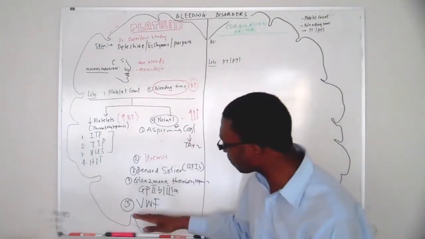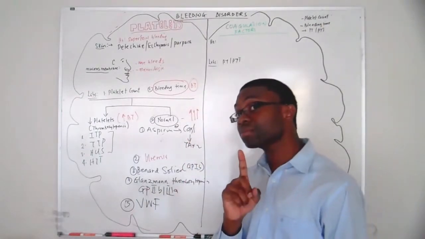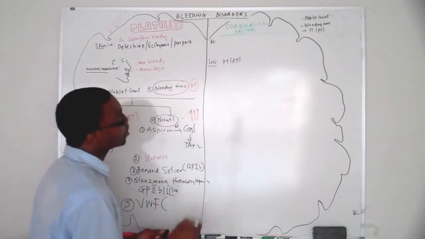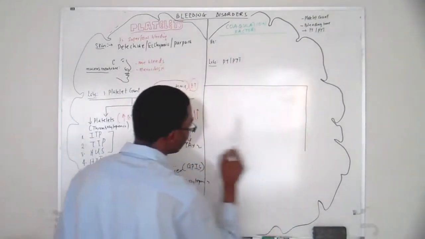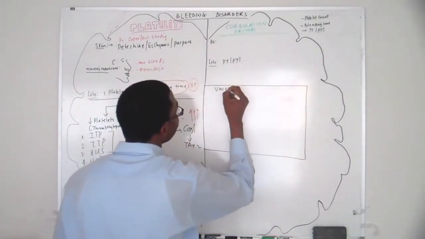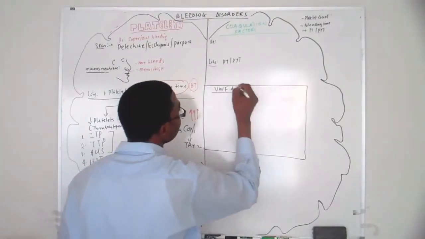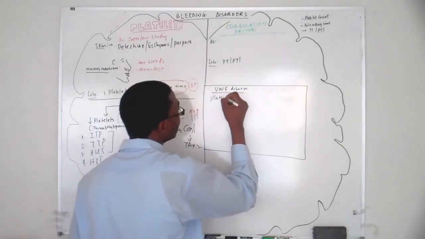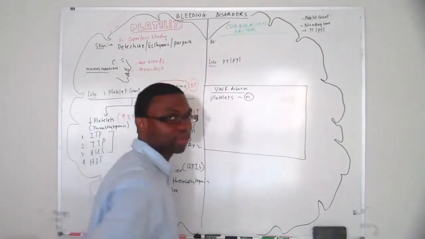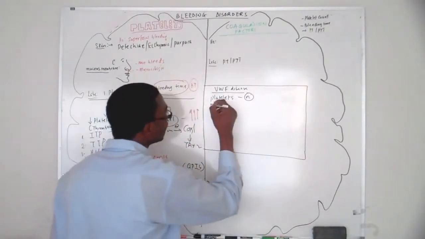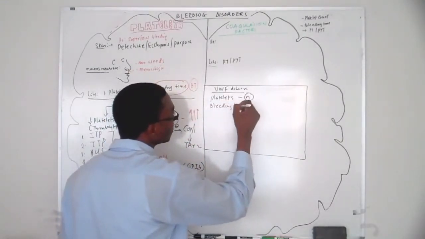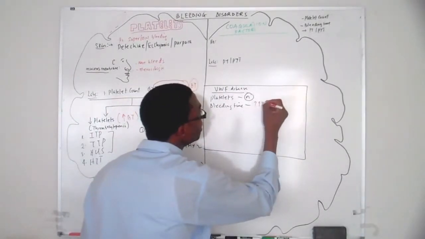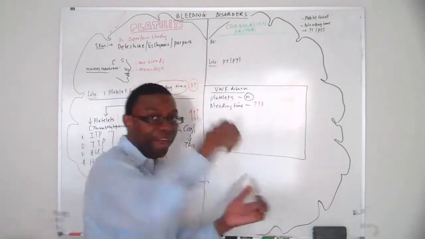But what is going to be different about von Willebrand is this. So, this is just von Willebrand's disease. What is the platelet count? Normal, right? The platelets are normal. What is the bleeding time? It should be high, right? Why? Because there is no von Willebrand factor for platelets to bind to, remember?